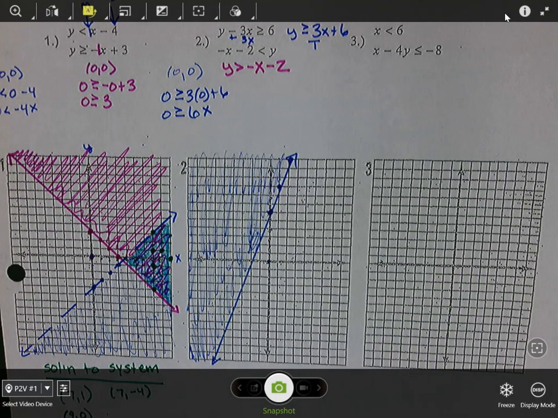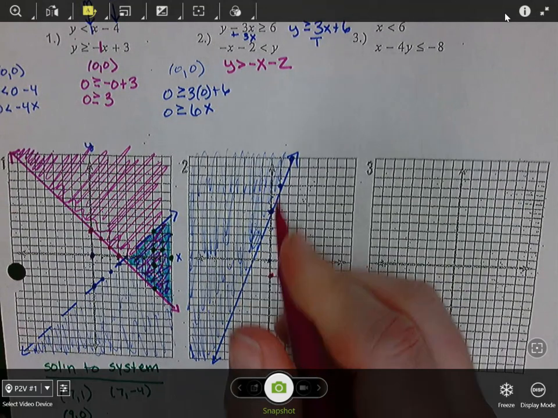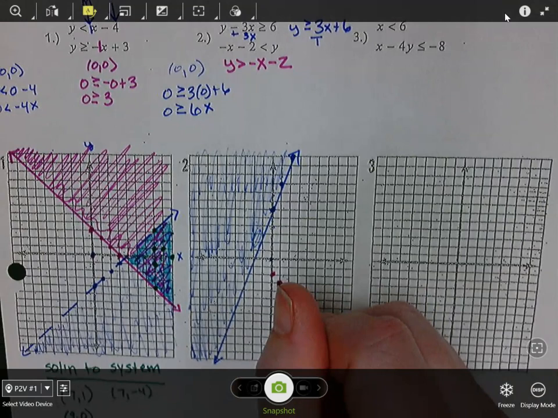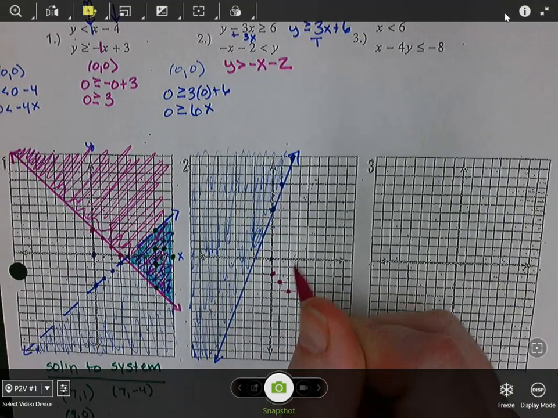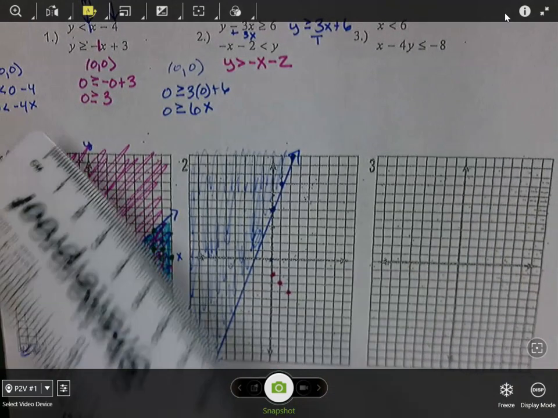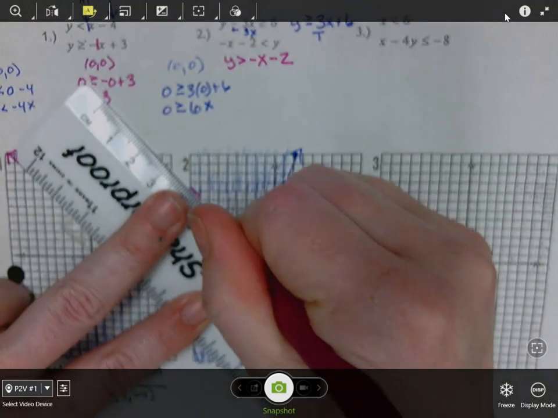Okay, so now I need to graph that. I plot the point at negative 2. And my slope is negative 1. So that means I go down 1 to the right 1, down 1 to the right 1. And it would be a dashed line because it's not equal to. So I use my ruler and make a dashed line.